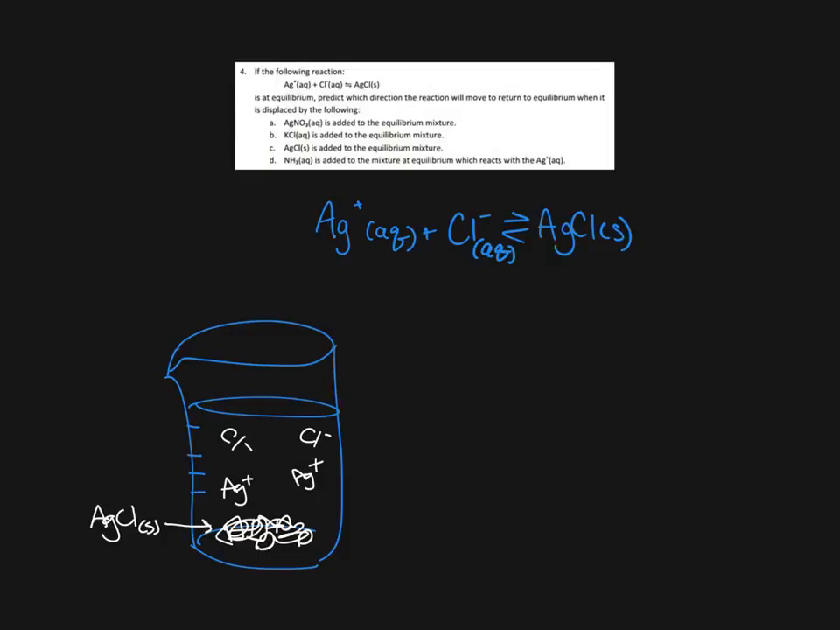A good strategy whenever we are dealing with an equilibrium reaction is to write out the expression for the equilibrium constant before you start looking in detail at the question. If we write out the equilibrium expression for this reaction, we will get K equals 1 over the concentration of silver times the concentration of chloride.